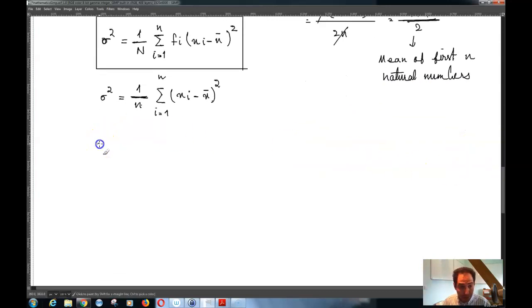And so sigma squared is equal to 1 over n times sigma of (x of i minus (n plus 1) divided by 2) whole squared as i goes from 1 to n.